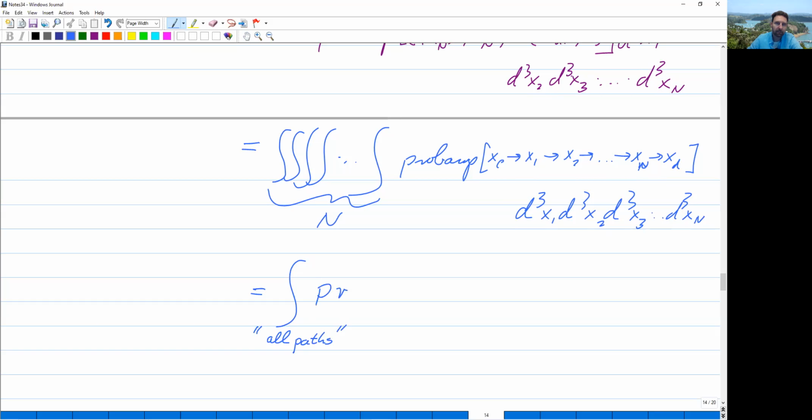And the integrand is the probability amplitude for a path from x_e at t_0 to x_d at t. And then we can write that integrand as Dx(t). This is just a symbolic notation here.